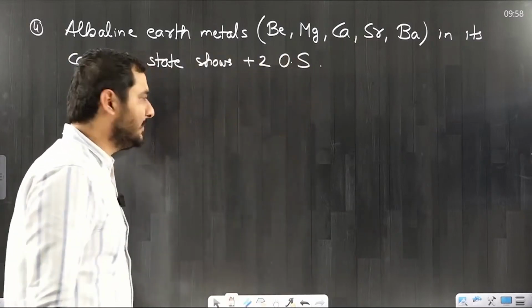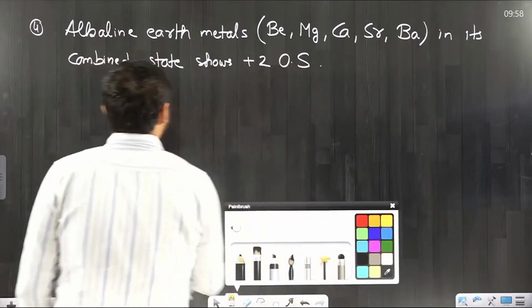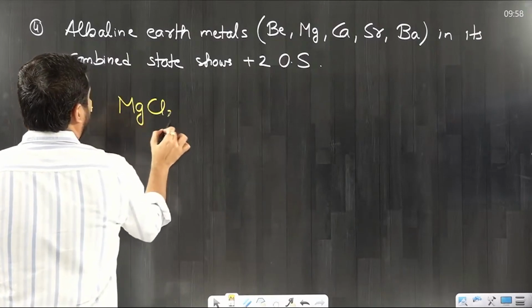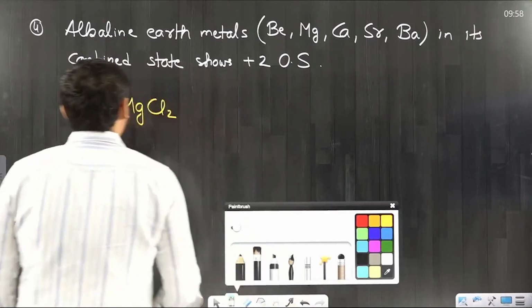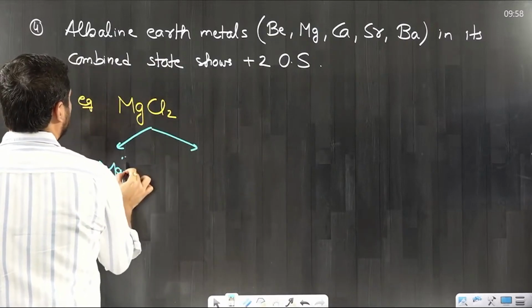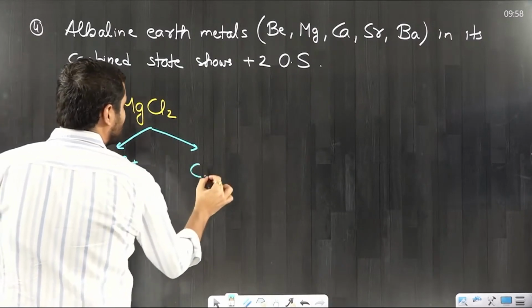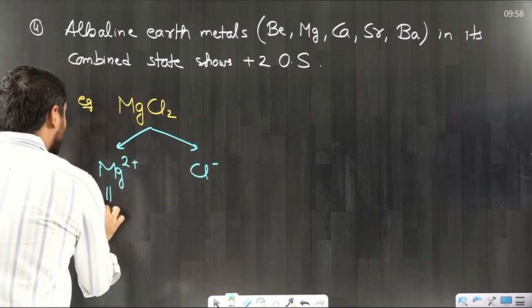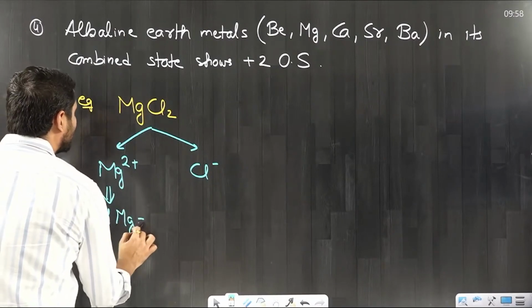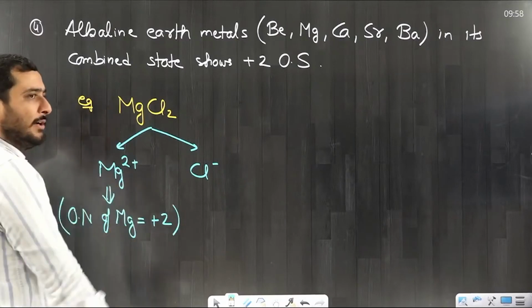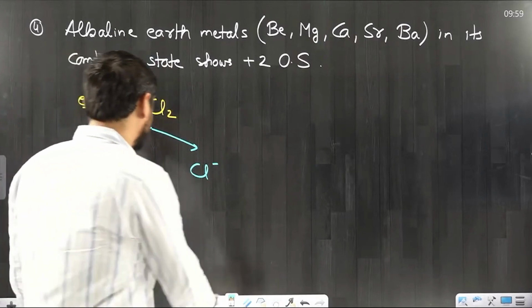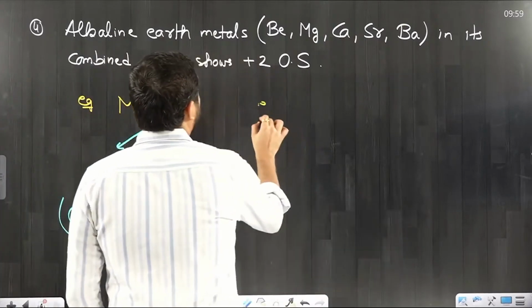+2 oxidation state. So let us take an example for these compounds. Let us take a very simple compound, magnesium chloride, MgCl2. If I break this magnesium chloride into cation and anion, this is an ionic compound. Magnesium +2, and what is present here? Cl negative. So what we can say here is the oxidation number of magnesium in MgCl2 is +2, because it is an alkaline earth metal, so it shows +2 oxidation state. Let us take one more example.